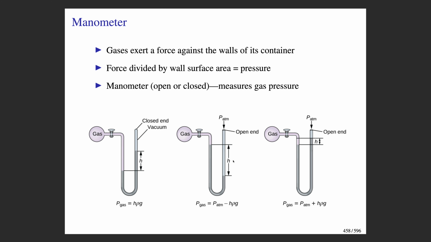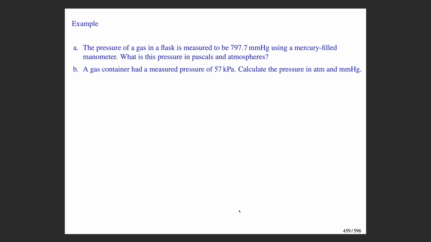So you would think of this as a minus height. For the case where the gas is pushing a little bit harder than the atmosphere, you would have a positive h value, and so you have the plus sign here in this equation. You need to take into account the fact that the atmosphere is also pushing on the mercury when you go to calculate the gas pressure. So we'll put these equations to use in an example problem in just a little bit. First, I think what we're going to do is look at simple unit conversions involving pressures.